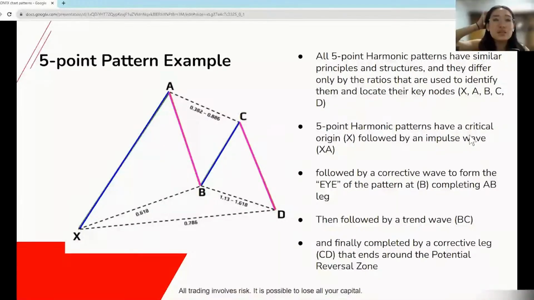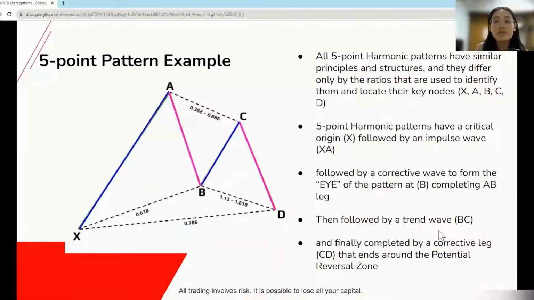Let's talk a little bit about harmonic patterns. All 5-point harmonic patterns have similar principles and structures, and they differ only by the ratios used to identify them and locate their key nodes. In this case, we have X, A, B, C, and D, as I mentioned earlier. I've included the Fibonacci levels for your reference. From point A to C, it uses 38.2 to 88.6. X and B use 61.8, X and D use 78.6, and B to D uses more than 100% levels. But that's just for your reference.